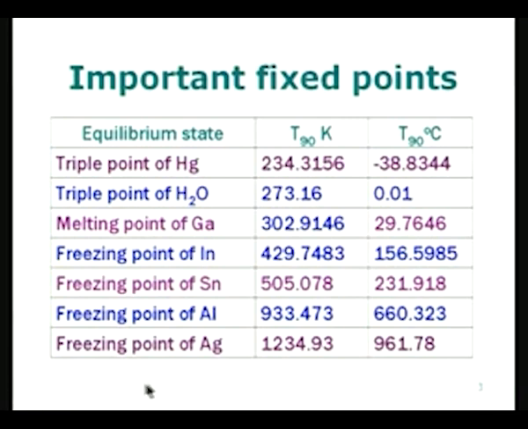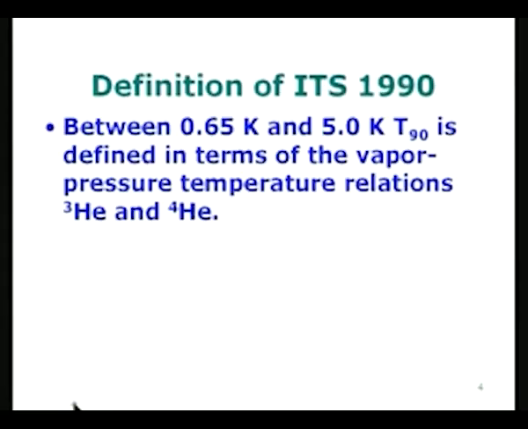So if you look at the fixed points we have, there are several covering the range from the lowest temperature to the highest possible, and in fact there are temperatures higher than this which we have not included here. We will come to that in a little while from now. So the ITS 1990 is a modification of IPTS 1968, the International Practical Temperature Scale of 1968. ITS 1990 includes some modifications. Some of them are minor, some of them are more important. Of course, we will not go into the history of these things.